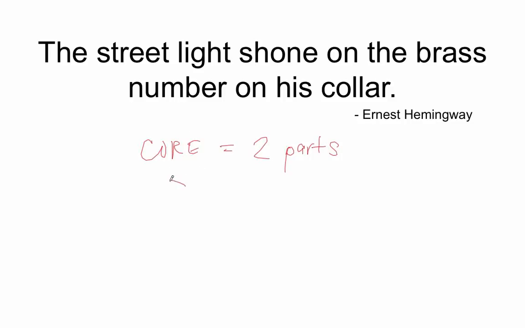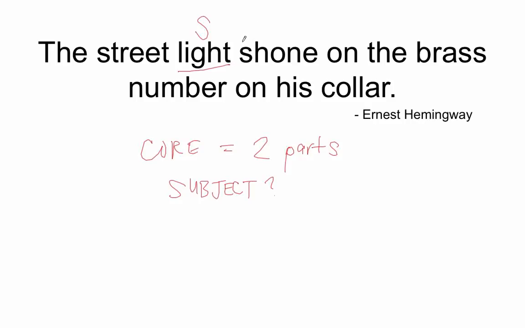Now, the first one that you are going to look for is the subject, which is again the topic of the sentence. So what is this sentence talking about? What's the main topic of the sentence? And obviously here it is the street light. Now, if you're talking about the simple subject, it's just light. So you want to put an S there to identify that this is the subject of your sentence.